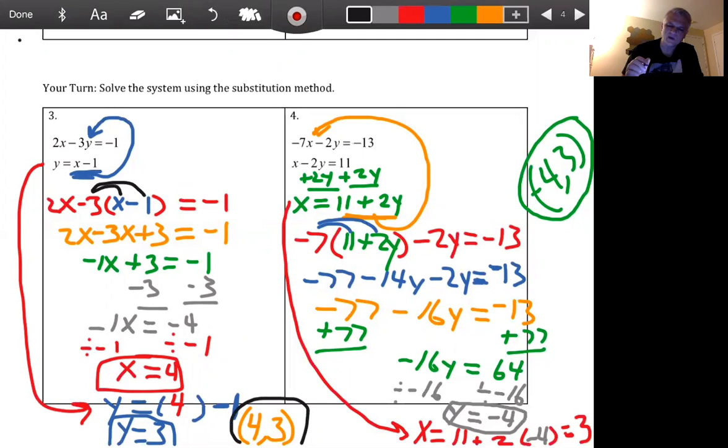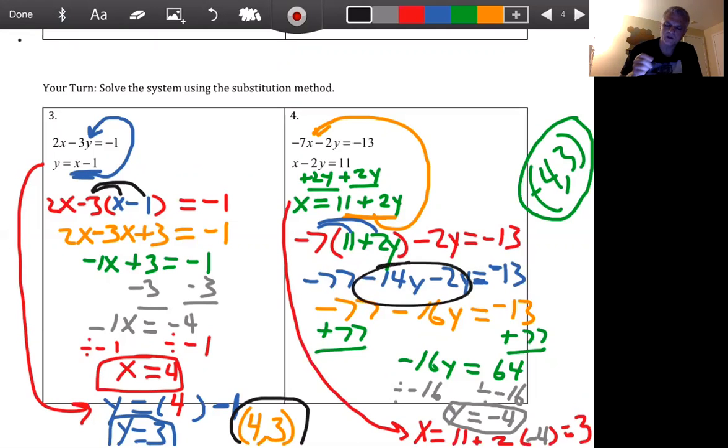Okay, and then the second one, we had a positive x, so I decided we were going to solve for that positive x by adding 2y to cancel the minus 2y out. So we got x equals 11 plus 2y, and we substituted that in for the x in the first equation. We put it right there. Right, then we did a little distribution, negative 7 times 11, negative 7 times positive 2y.